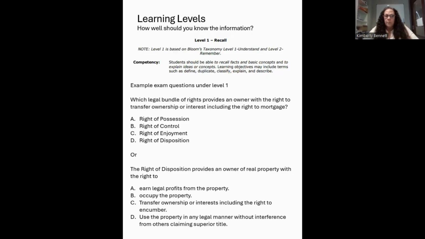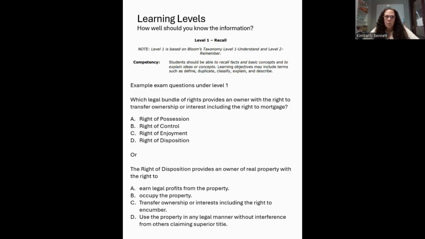So for this question, which legal bundle of rights provides an owner with the right to transfer ownership or interest, including the right to mortgage? It's the right of disposition, how to dispose of the property. The second question: the right of disposition provides an owner of real property with the right to: A, earn legal profits from the property; B, occupy the property; C, transfer ownership or interest, including the right to encumber; D, use the property in any legal manner without interference from others claiming superior title.